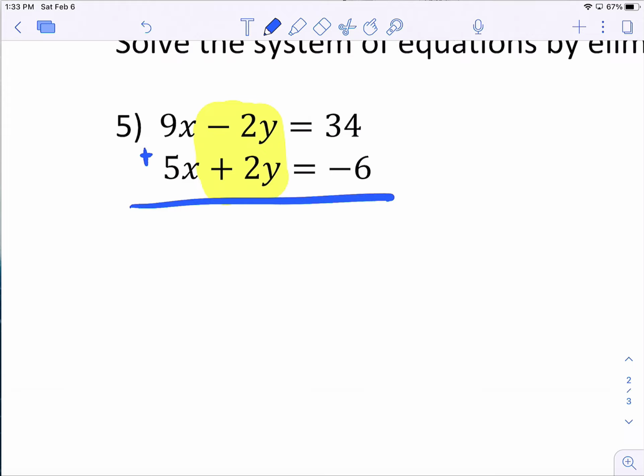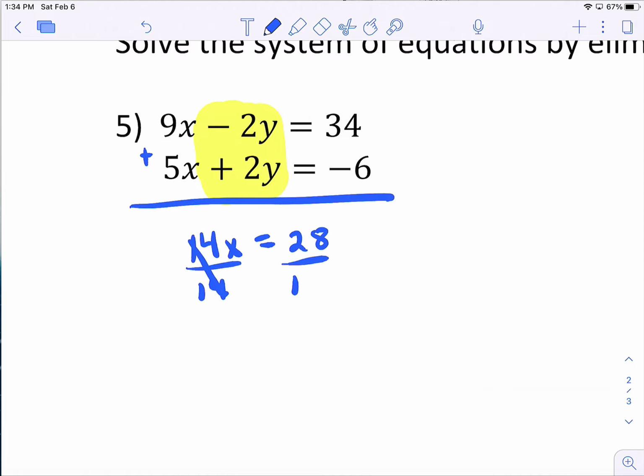Remember, what I think about is, how do I know whether to add or subtract? I want to get those things to 0. Negative 2y plus 2y is 0. Negative 2y minus 2y is not 0, so that's why I'm going to add. That'll give me 14x, and 34 plus negative 6 will give me 28.